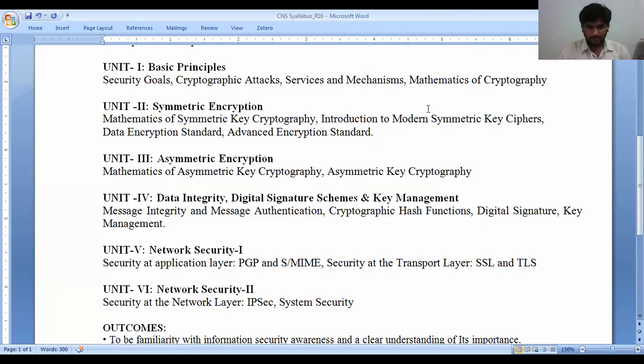Out of this, today we'll see about what is message authentication. What is authentication? What are the requirements for authentication? Why do we need to provide authentication? Then what is the need of integrity? Message integrity, why do we need it? So all those things we will discuss.